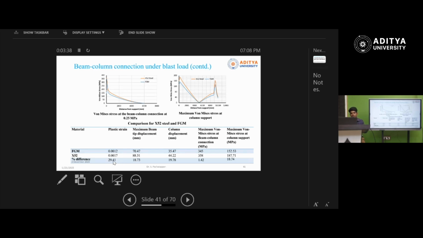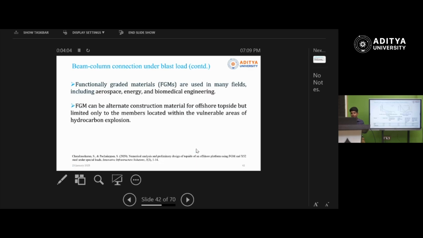Here we can see the differences in the tabular column, the table of FGM and X52 steel, and the last row is the differences. Please see that the third row shows a 29% reduction of plastic strain, the displacement is reduced by 18%, and column displacement is reduced by 19%. Similarly, there is a reduction of von Mises stresses also.